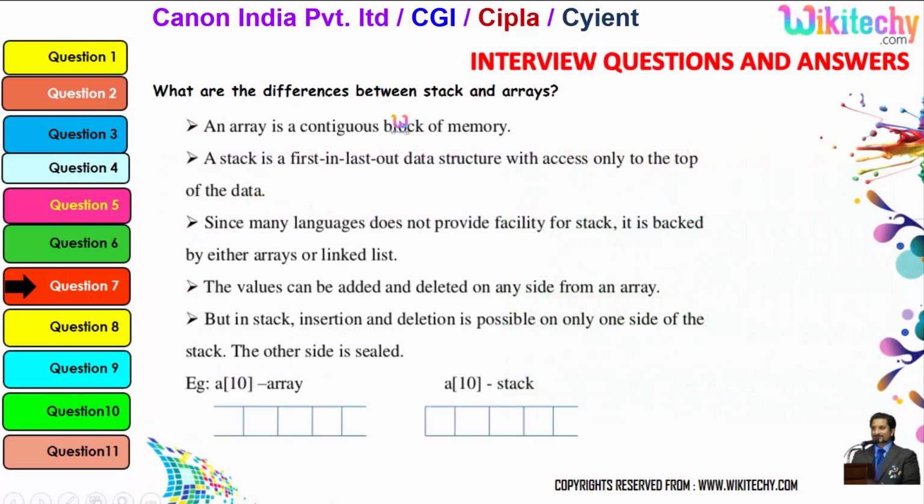Now let's talk about the differences between stack and arrays. It is really the same. An array is a continuous block of memory and you can insert and delete on both sides, whereas a stack will have only one side to insert and delete. The last one that comes in will be the first to come out. That's how the stack works. That's the difference.